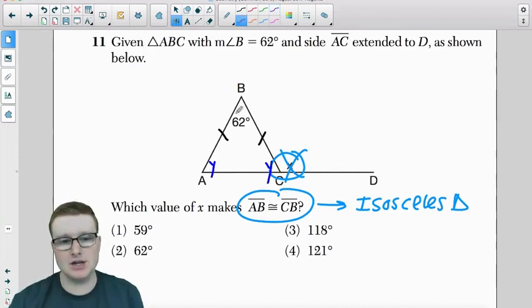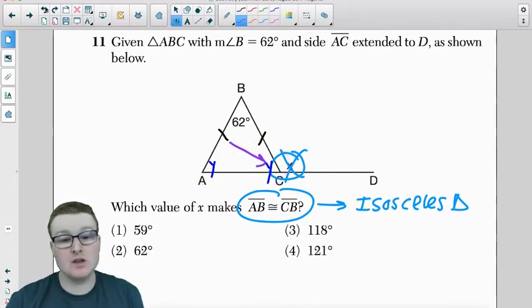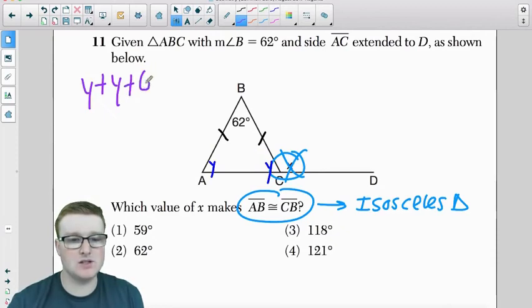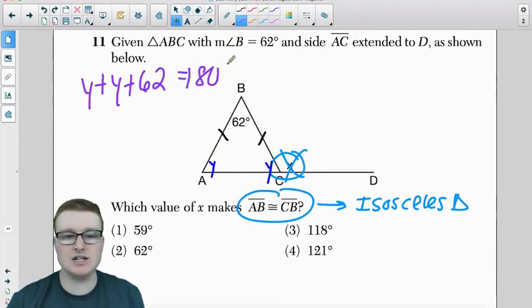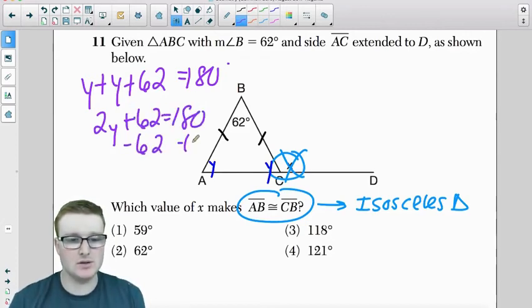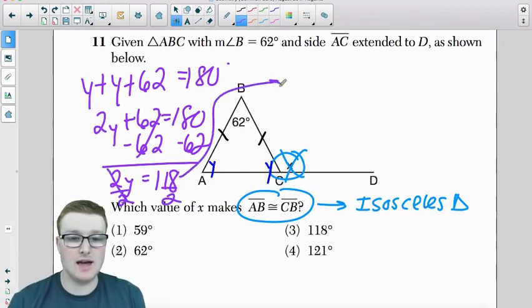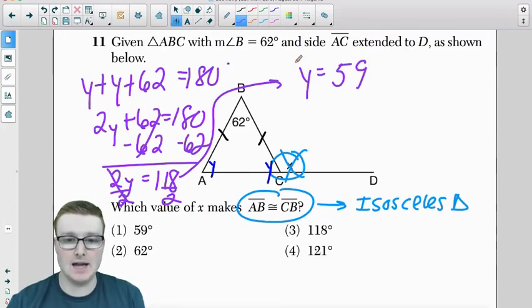According to the isosceles triangle theorem, if you have two congruent sides, the angles opposite those congruent sides are congruent to each other. Okay, so we want to add all of these angles. So y plus y plus 62, and we want to set it equal to 180 degrees, solve for y, then solve for x. So in order to solve for y, we get 2y plus 62 equals 180. I'm going to subtract the 62 on both sides. We get 2y is equal to 118. Then you just divide by 2 on both sides, and you get y is equal to 59, okay?